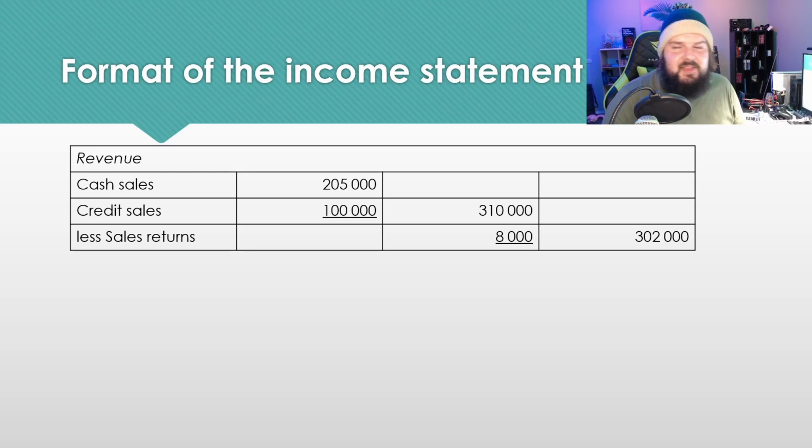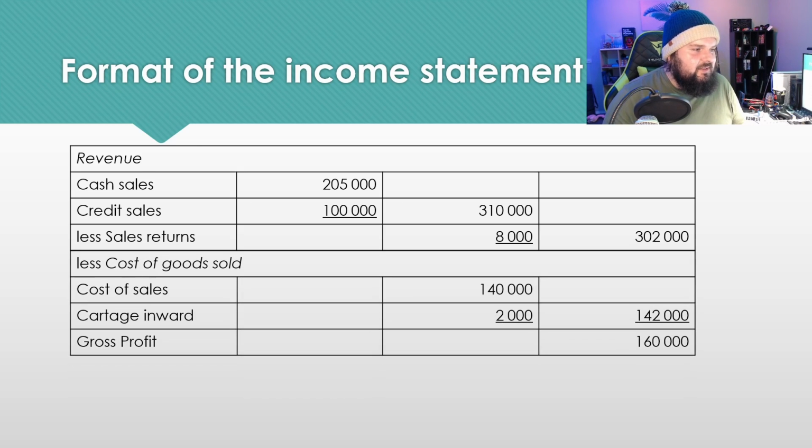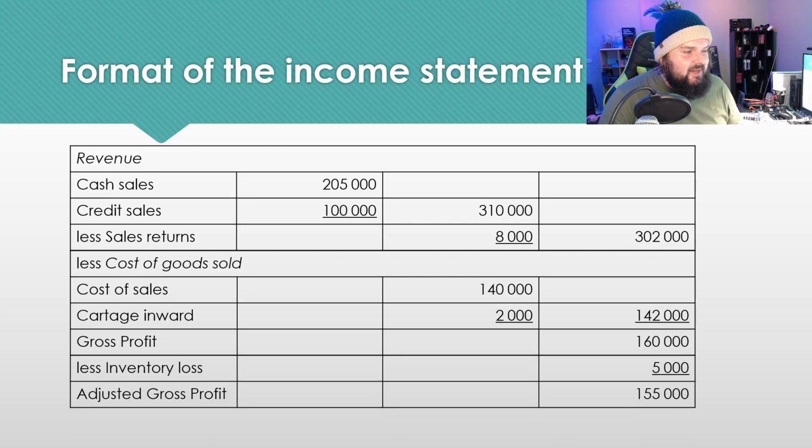Okay? We then have less cost of goods sold, which in this case is going to be our cost of sales and our cartage inwards. We take this away and we're left with our gross profit. Okay? In this case, we're going to have an inventory loss, so we're left with our adjusted gross profit.